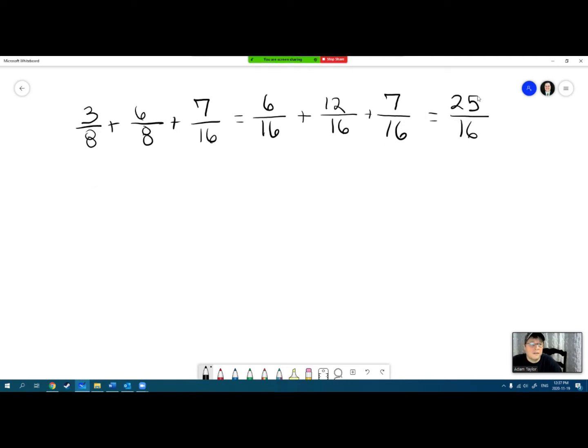So because this is an improper fraction, we want to change that into a mixed number. To do that, we know if there's only 16 pieces, you can't have 25 of them, can you? So how many times does 16 go into 25? It goes in once. So if 16 goes into 25 once, then if you subtract 16 from 25, you're going to get 9/16.